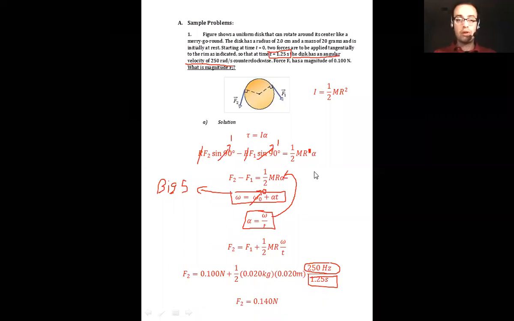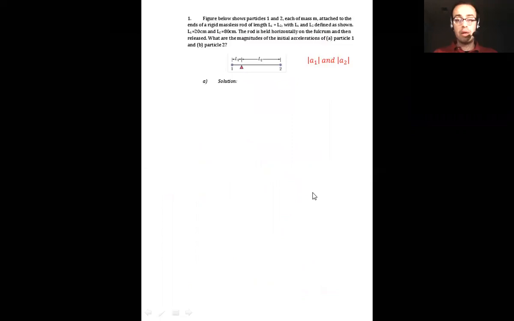Okay, so that's a nice, simple example of the use to which we can put the idea of torque. Let's take a look at something which initially might not seem like a rotational problem, but which actually is, which is that of a seesaw, the problem of a seesaw. So let's have a look.